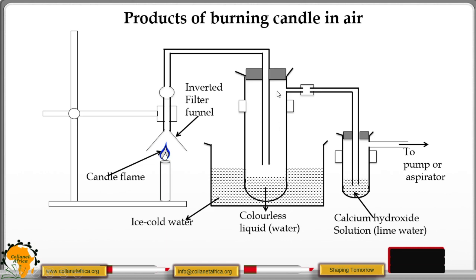Then the other product cannot condense because its boiling point is lower than that of water, and therefore it is transported to the next tube. In the next tube, we have a colorless solution, which is calcium hydroxide, and this calcium hydroxide solution we normally refer to as lime water. This calcium hydroxide solution will absorb carbon dioxide.